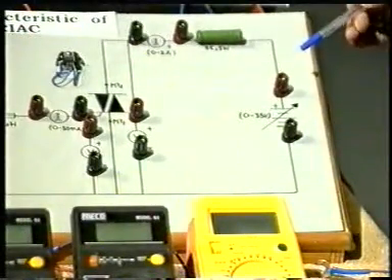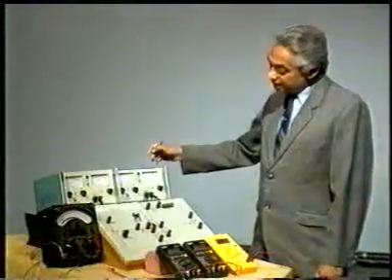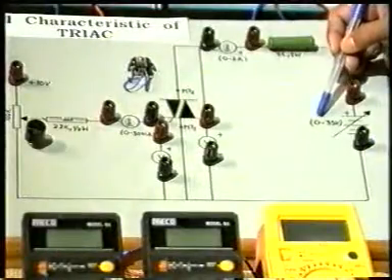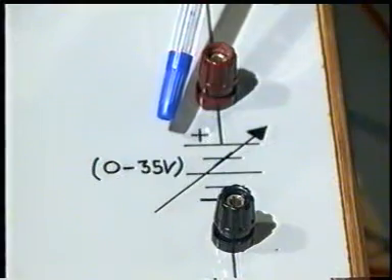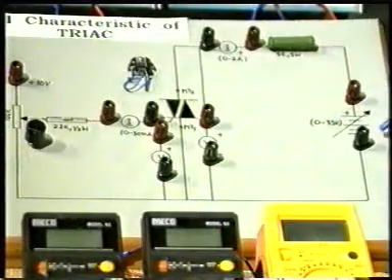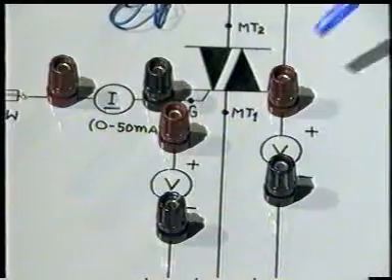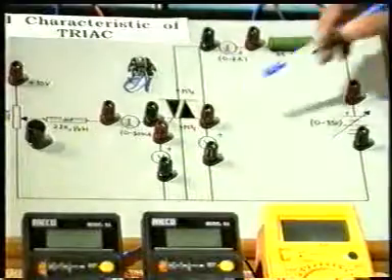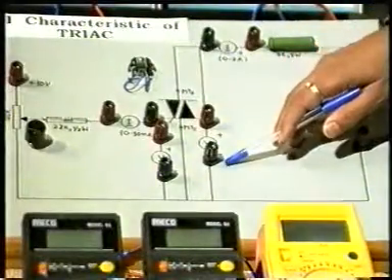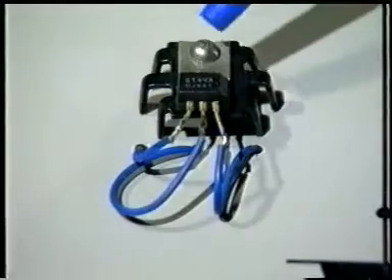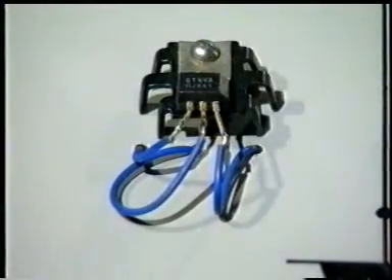This power supply is to be obtained by this supply, and it is positive here, negative here. It is clearly shown here 0 to 35 volts. So I will vary a voltage from 0 to 35 volt across these 2 terminals. Now these 2 terminals are also meant for a voltmeter reading, and here this is the positive, this is the negative terminal, and this is meant for noting down the voltage across the device after it triggers.